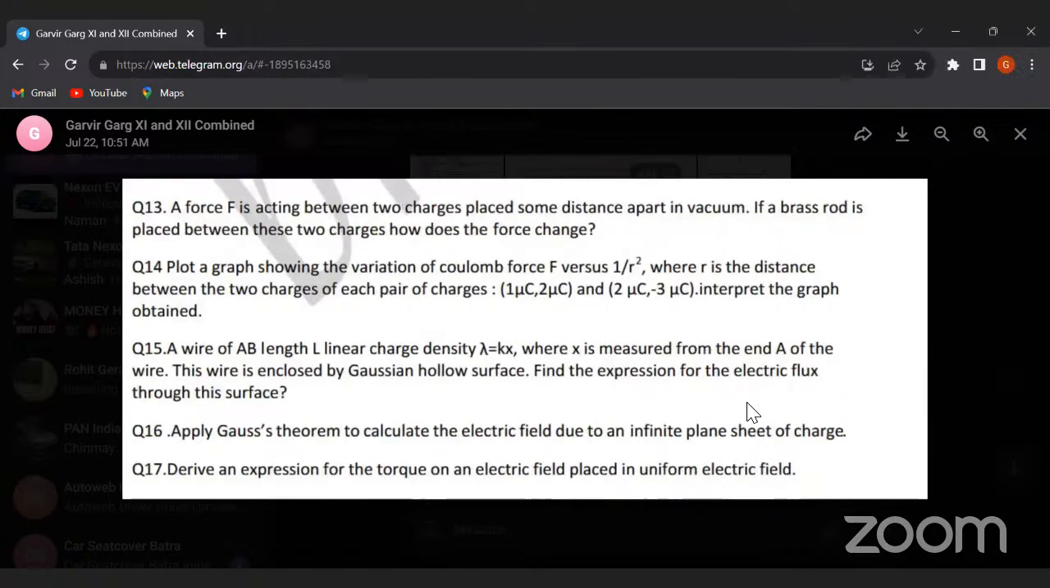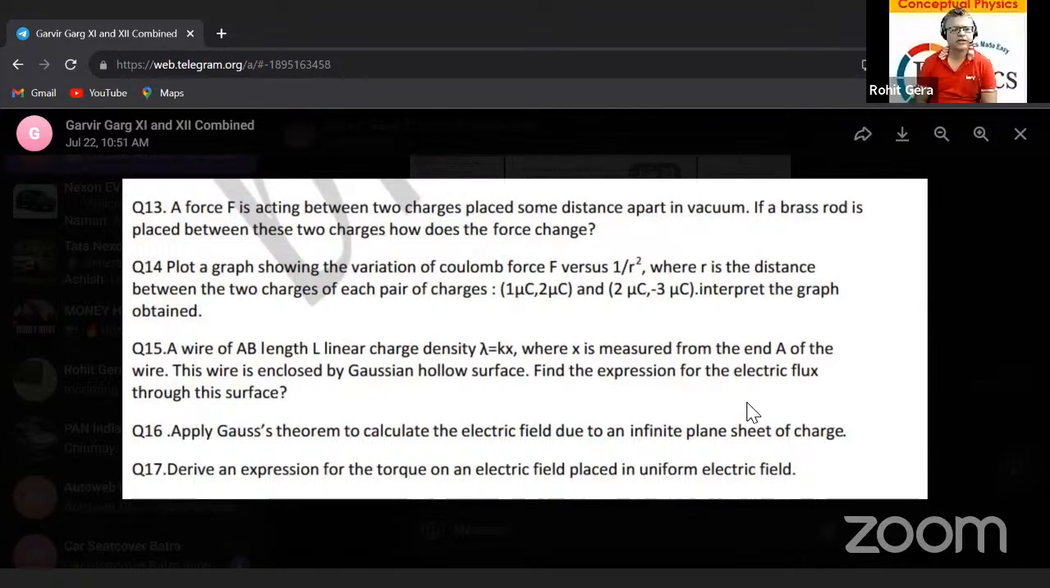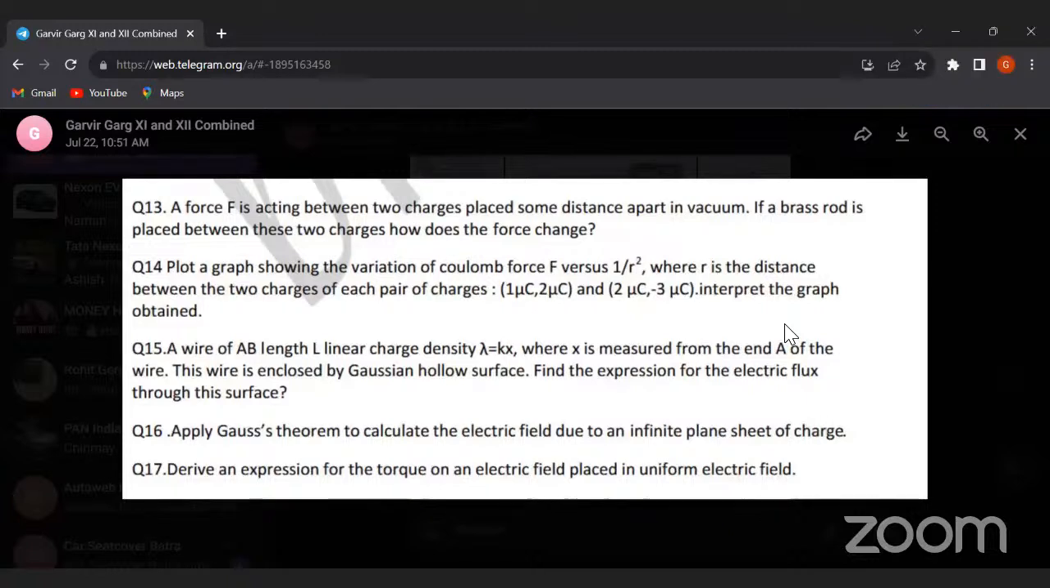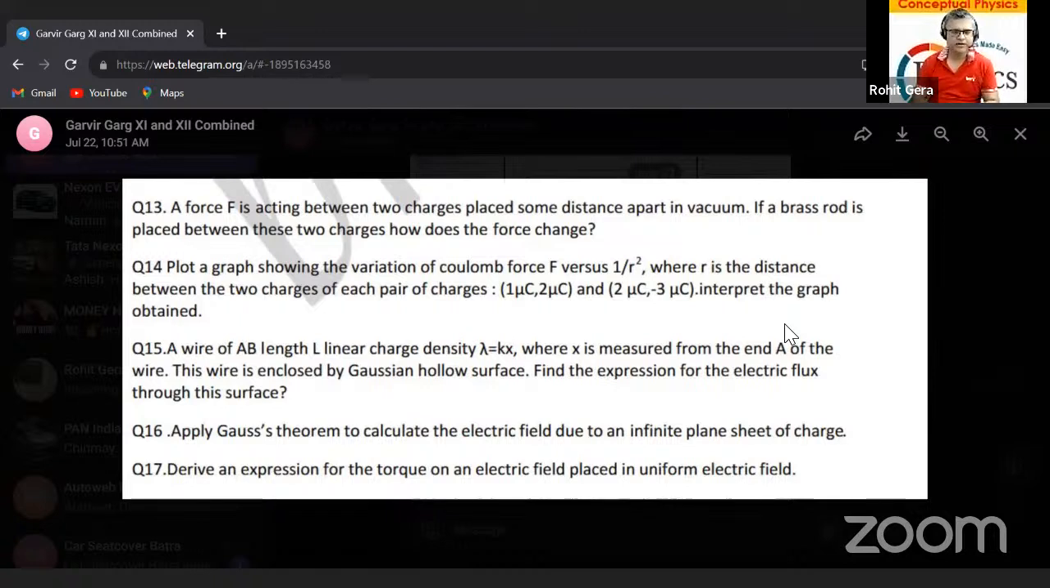इसमें कुछ क्वेश्चन थे. एक तो 13 था. The force, if a brass rod is placed, how does the... okay, so basically you have to know that the brass is what? Is it a dielectric or is it a metal? बताओ. मेटल होगा. मेटल हो गया ना. तो जब आप मेटल रखते हो इंसुलेटर की जगह, तो के टाइम्स हो जाता है.